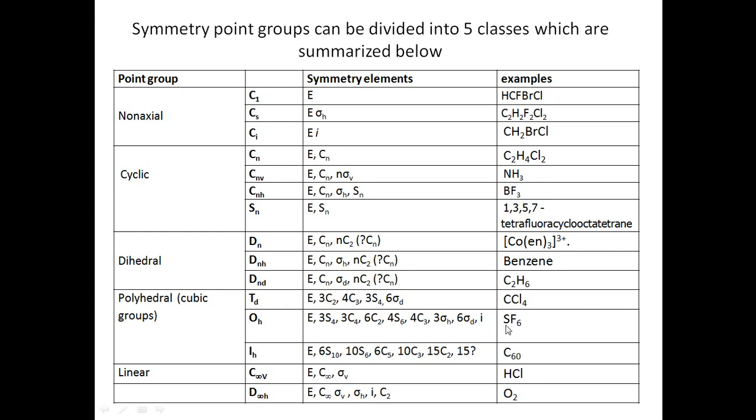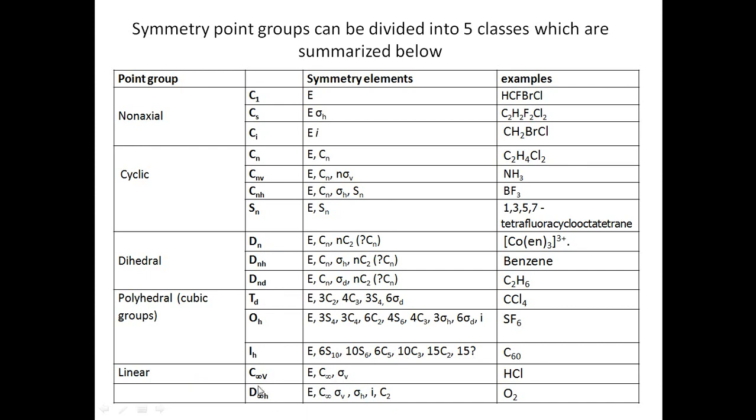Same is the case with the octahedral. I have taken here the example of SF6, but any molecule or any complex which possesses an octahedral structure will have all these symmetry elements present in it, and the class will be the octahedral point group. Also, the icosahedral: we come across tetrahedral and octahedral molecules, and very few icosahedral molecules, but still if we have an icosahedral molecule or complex, it will possess all these symmetry elements.